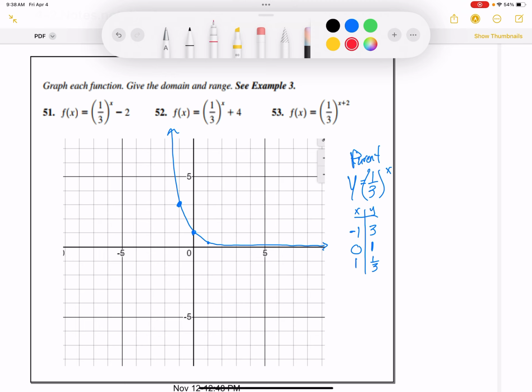So how would I graph the other ones? You just look at their transformations. Shift them left, shift them right, shift them up, shift them down. We'll do 52. It says +4, so that means every point just goes up 1, 2, 3, 4. This point right here, 1, 2, 3, 4. This point right here, 1, 2, 3, 4. Every point. And that means that my horizontal asymptote is no longer at y = 0.